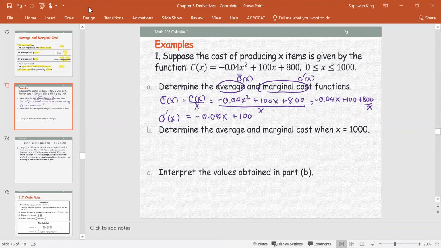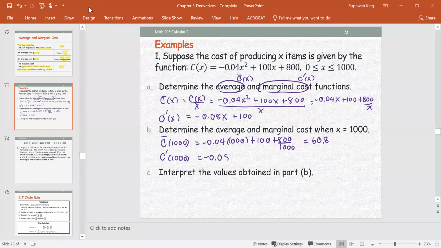In part B, determine the average and marginal cost when x equals 1,000. So C bar at 1,000, or the average cost of producing the first 1,000 items, is negative 0.04 multiplied by 1,000 plus 100 plus 800 divided by 1,000 equals 60.8. The marginal cost of producing 1,000 equals negative 0.08 multiplied by 1,000 and then plus 100 equals 20.